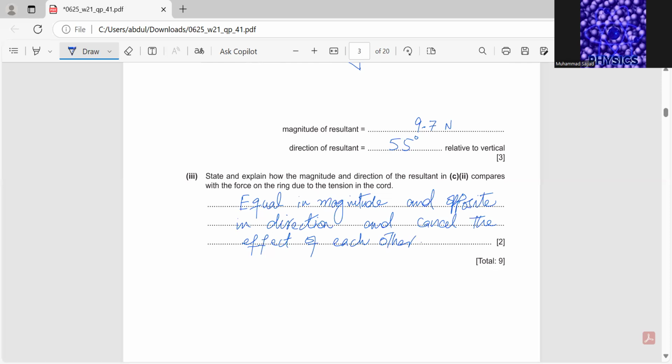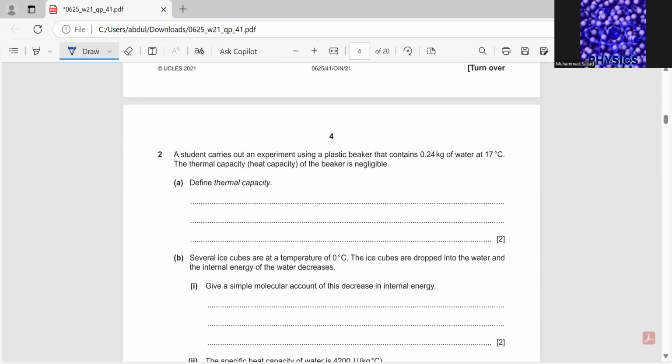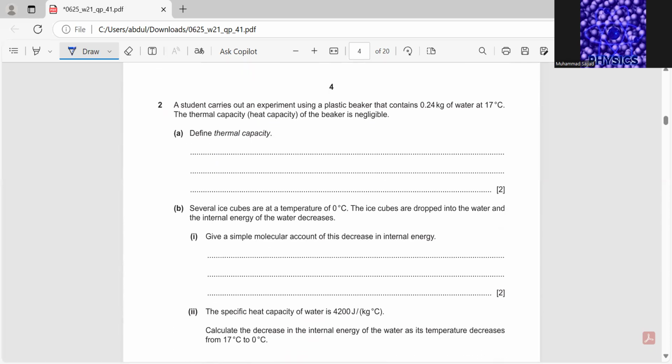Okay, for 2 marks. Let's move to question number 2. A student carries out an experiment using a plastic beaker that contains 0.24 kilogram of water at 17 degrees Celsius. The thermal capacity of the beaker is negligible. Define thermal capacity.